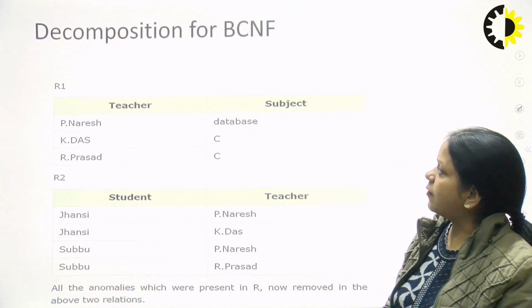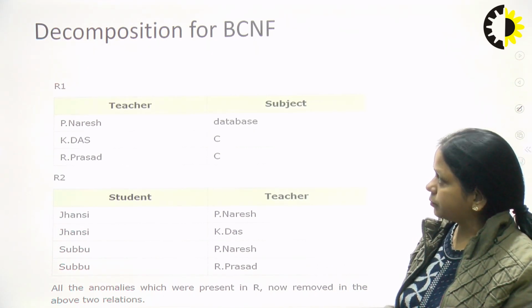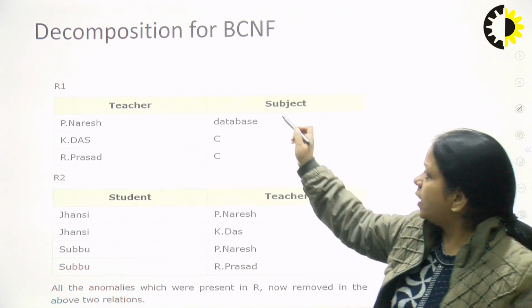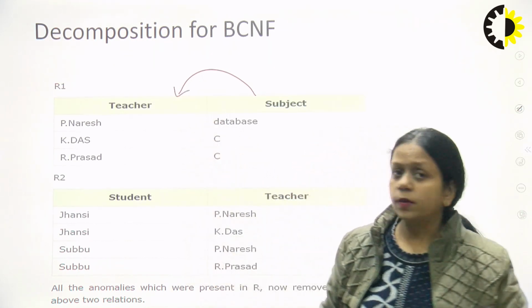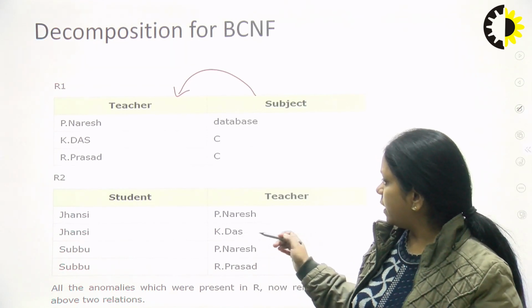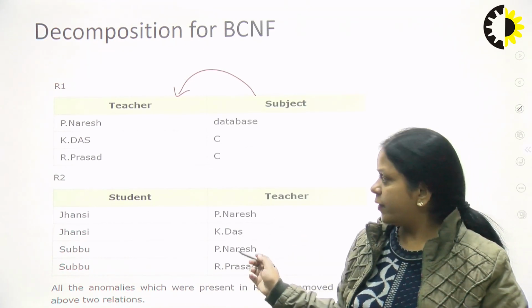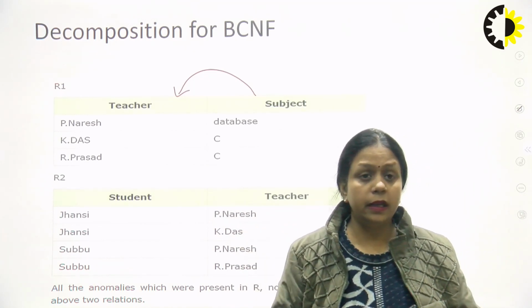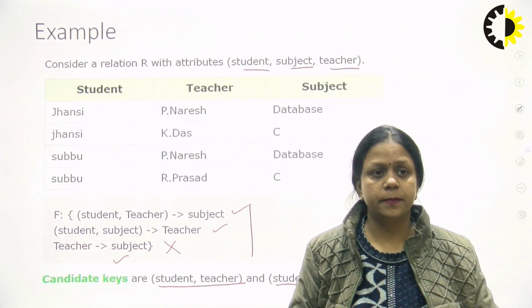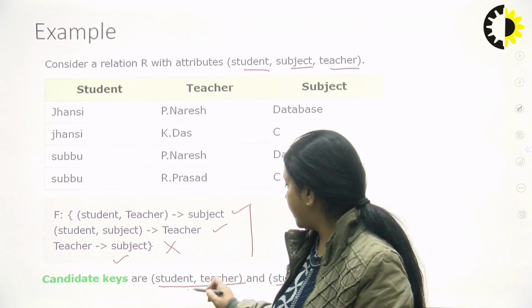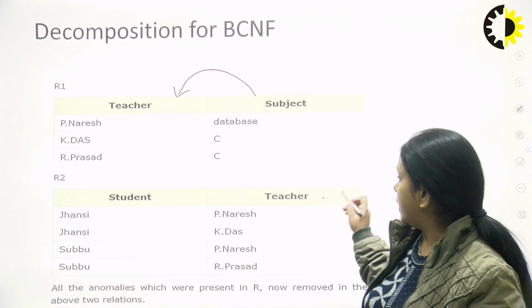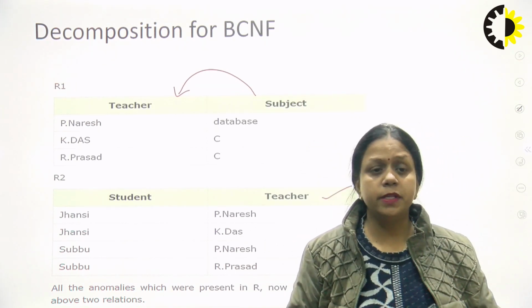Now R1 will have teacher and subject, where we have the dependency that subject is dependent on the teacher. Here the teacher is the super key. That's okay. Now in the other table we have student and teacher, where student and teacher both are combinedly the candidate key. You can see here student, teacher are the candidate key. So now these two tables are in the BCNF form.